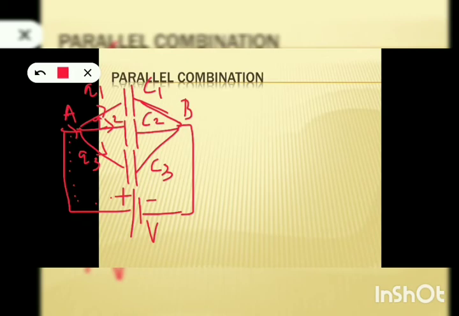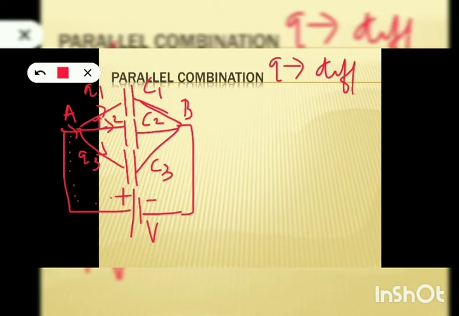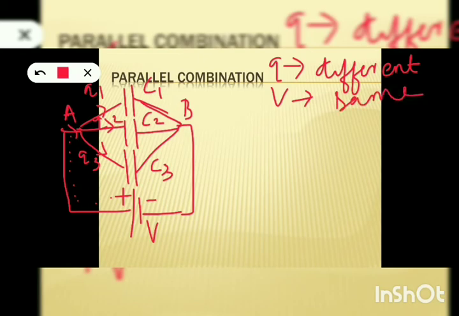Okay. So here the charges flowing through each of these capacitors will be different, but the potential difference will be the same. So for a parallel combination, charges will be different, but at the same time the potential will be the same. Now charges are different, so what will be the total charge? Total charge Q will be the sum of Q1 plus Q2 plus Q3.